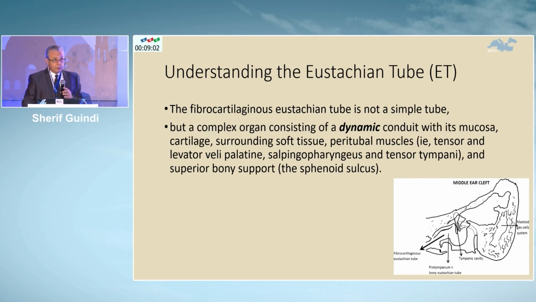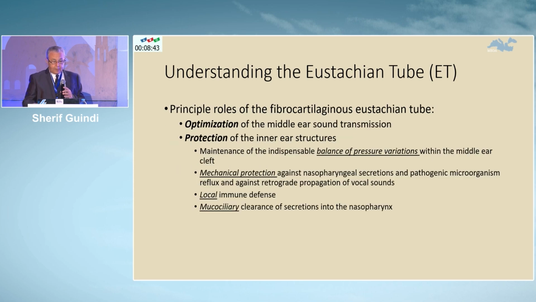So the fibrocartilaginous Eustachian tube is not just a simple tube, it's a dynamic conduit with its mucosa, its cartilage, its surrounding soft tissues, its peritubal muscles, and the superior bony support. It has a very essential role in optimizing the middle ear sound transmission. This we all know very well, but it also has a very important role in protection of the middle and inner ear structures. So it is indispensable in maintaining the balance of pressure variations within the middle ear cleft.